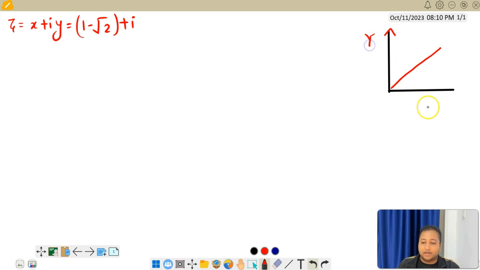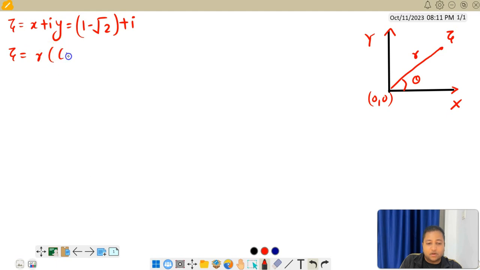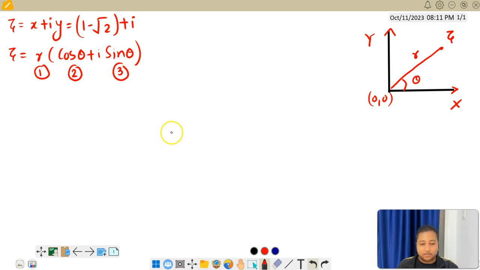Let us denote this as the y-axis and this as the x-axis, and let's say this is the point z. This point z is defined by two variables, theta and r. r is basically the resultant, and this is the origin, 0, 0. To convert this into polar form, we have to write z equal to r into cos theta plus i into sine theta. If you closely observe this equation, there are three unknowns: r, cos theta, and sine theta. If we can find all three, we can substitute in this equation of z and get the polar form. Now how can we do that?